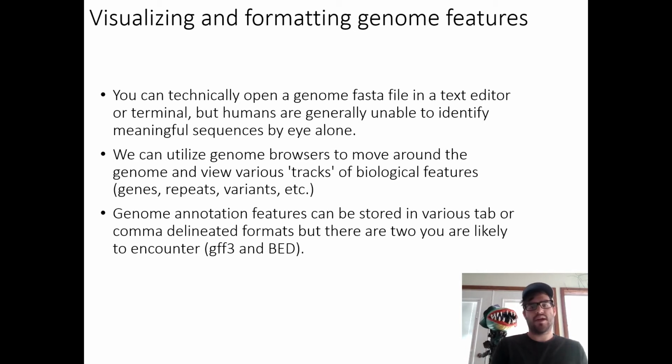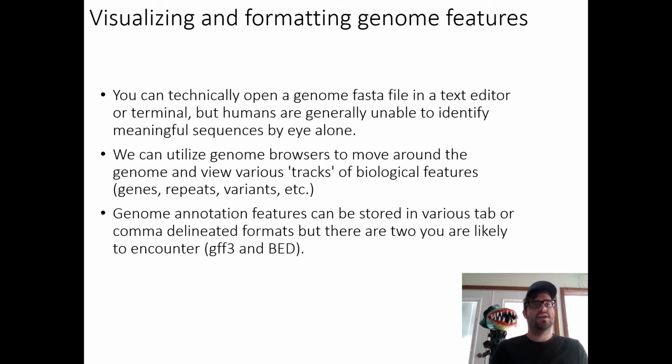And so we've kind of talked about the different elements of the genome. So the question is, how do we format and visualize these different features? You could technically open up a genome FASTA file in a text editor or terminal, but again, it's just going to be A's, T's, C's, and G's, and humans are generally unable to identify meaningful sequences by eye alone. And the maize genome has like 2 to 3 billion bases. We can't really visually find anything there.